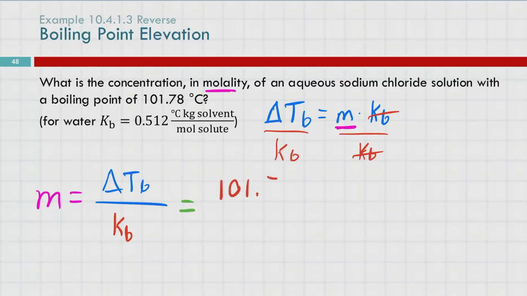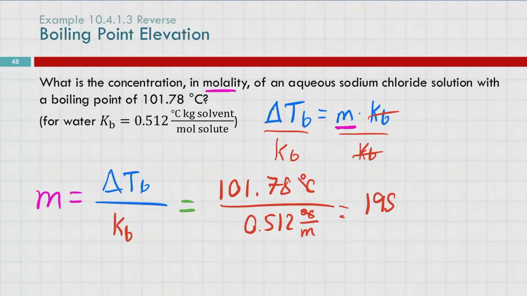If we put in 101.78 degrees Celsius over 0.512 degrees Celsius per mole, I'm condensing the units. That'll give us a staggering 198.79 molal sodium chloride in water. That means that we have 198.79 moles of sodium chloride in 1 kilogram of water.